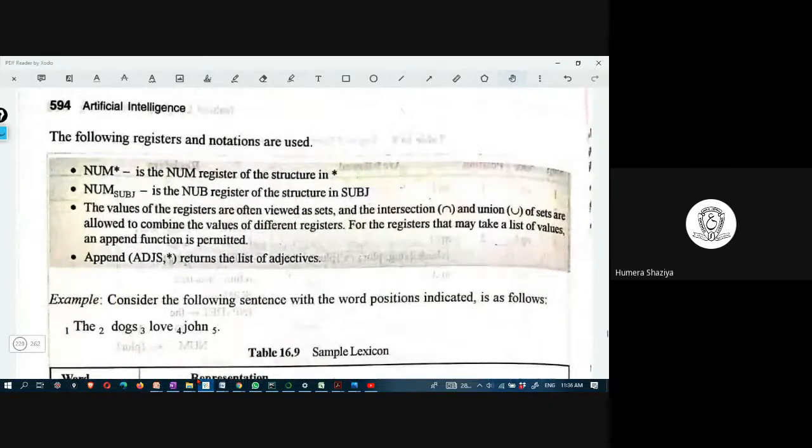Okay, the following registers and notations are used. Num star is the number register. Num sub is the subject num register. The values of the registers are often used as intersection and union of sets. And append adjs means return the list of adjectives. Consider the following sentence: The dogs love John.